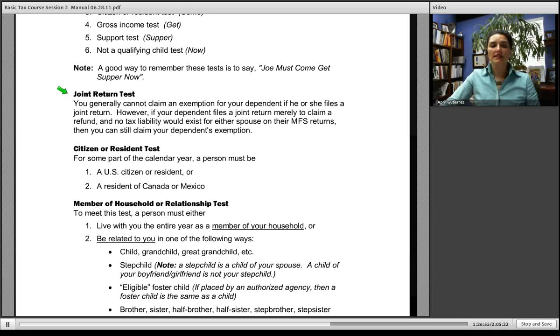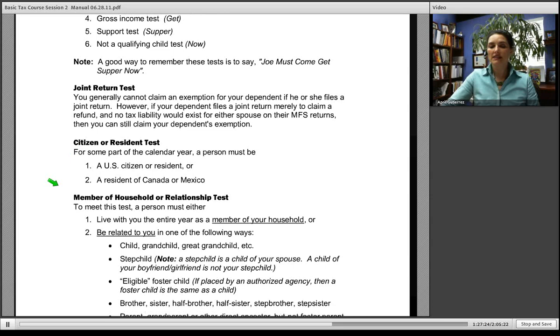Joint return test. You generally cannot claim an exemption for your dependent if he or she filed a joint return. However, if your dependent files a joint return merely to claim a refund and no tax liability would exist for either spouse on their married filing separate returns, then you can still claim your dependent's exemption. Citizen or resident test. For some part of the calendar year, a person must be either a U.S. citizen or resident, or a resident of Canada or Mexico.